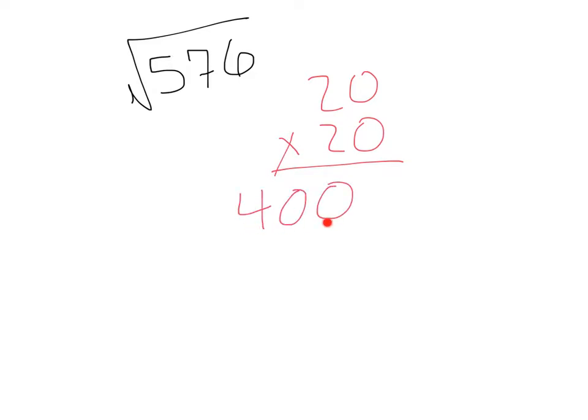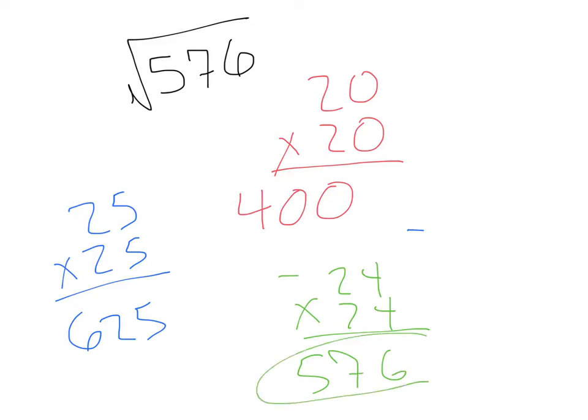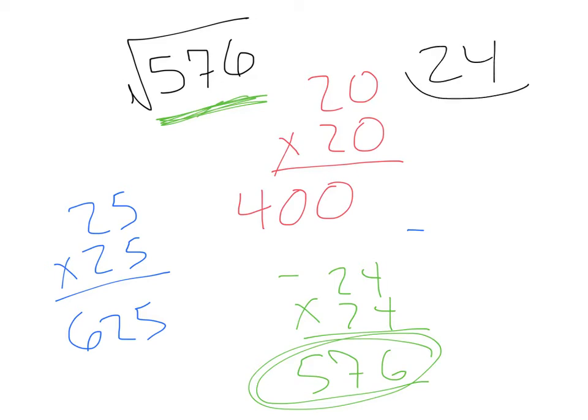I notice that this 400 is too low. So let's try something else. How about 25? I'll do 25 times 25. If I multiply all that out, I'm going to get 625, which is too big. All right, let's try something in between 20 and 25. How about 24? Let's do 24 times 24. And if I work that out, I'm going to get 576. And that's what I was looking for. So I know that the square root of 576 is going to be equal to 24.